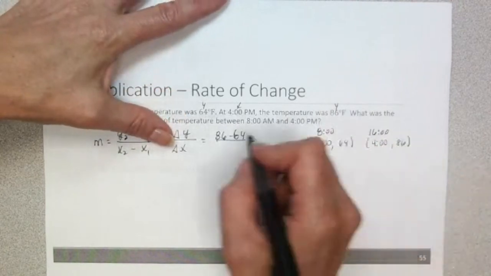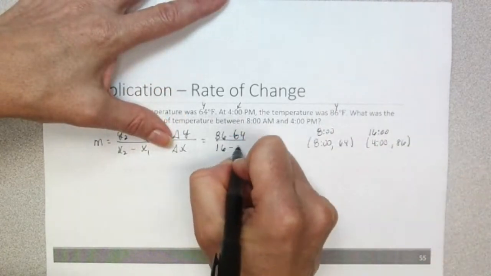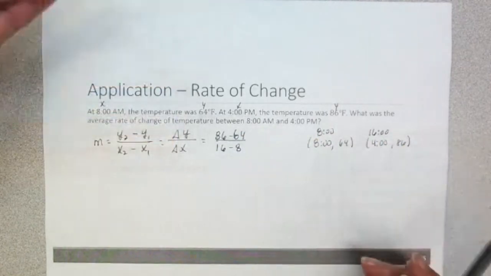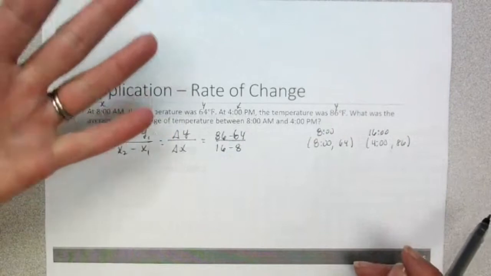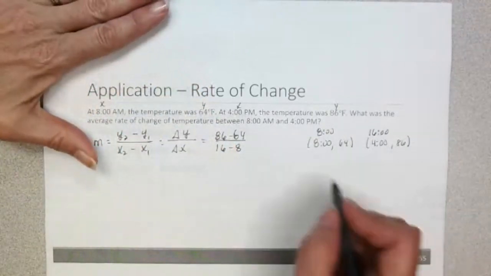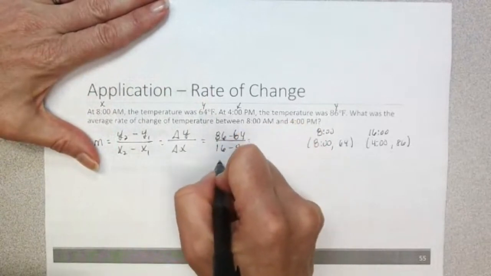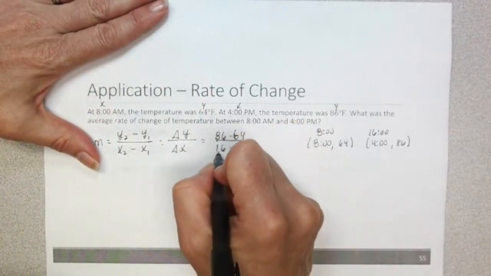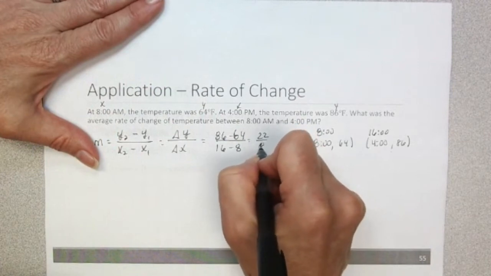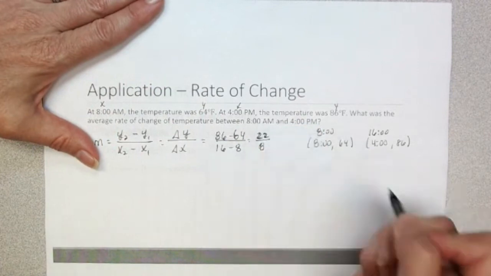It's not going to apply. I could say 16 minus 8, though. I could use the military time, right? Or I could just calculate what is the change in time here. Let's see, from 8 o'clock, 9, 10, 11, 12, 1, 2, 3, 4. I'd see that the change in time is 8 hours. So we have 86 minus 64 over 8, the change in time.